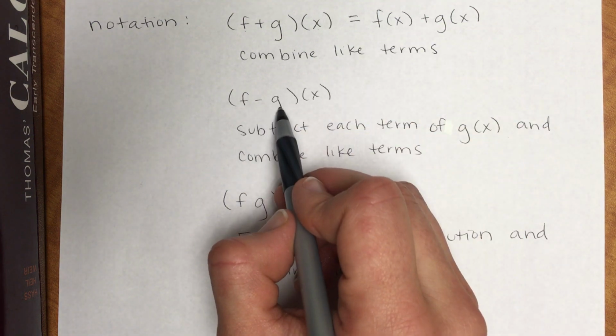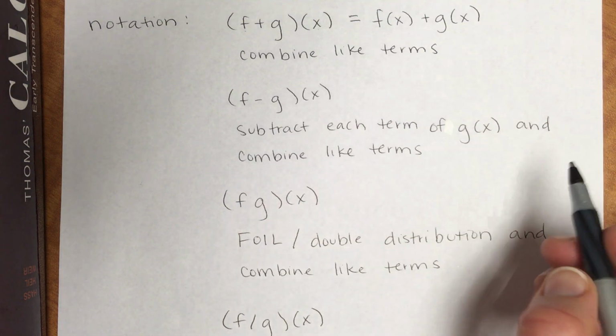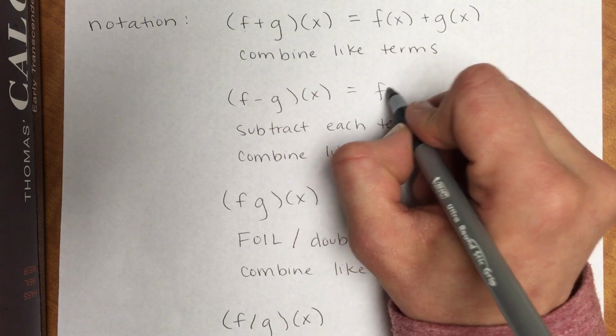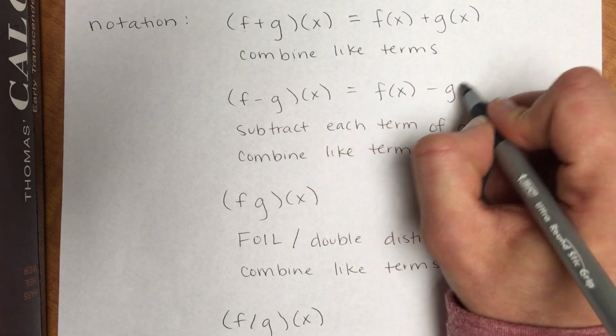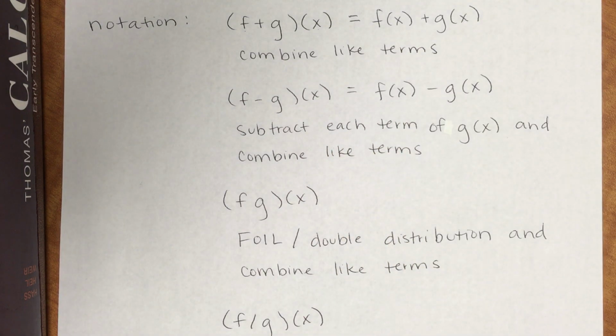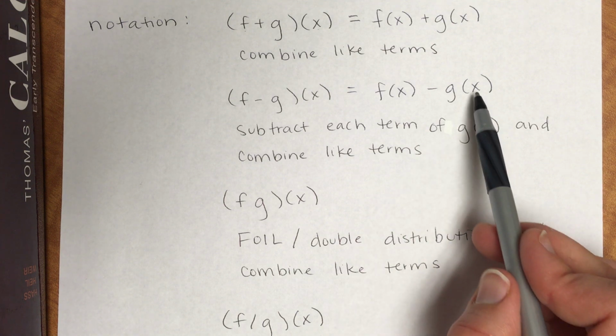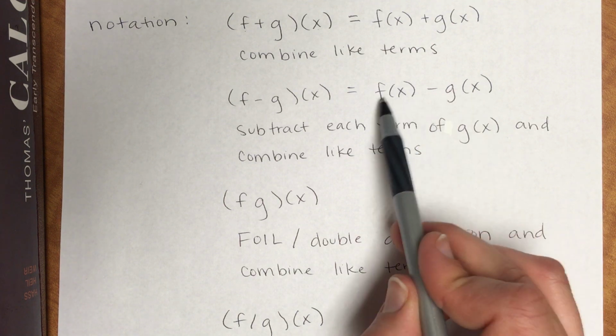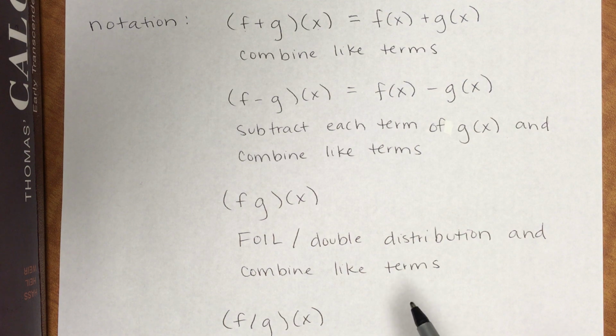Subtracting is similar. It's (f minus g)(x), so leave your generic x in the problem, or you can rewrite it as f(x) minus g(x). And you subtract each piece, each term of your g function from f, and then combine like terms.